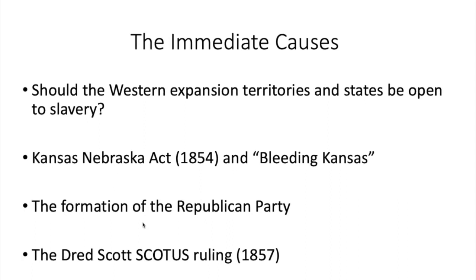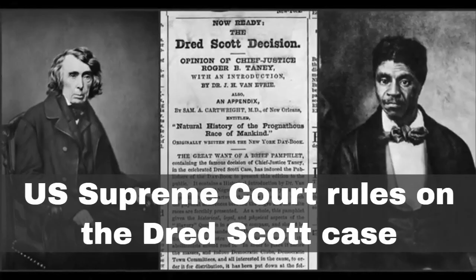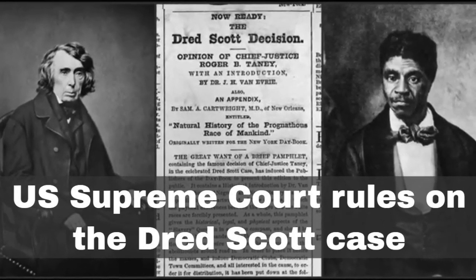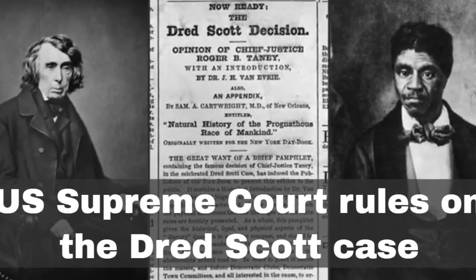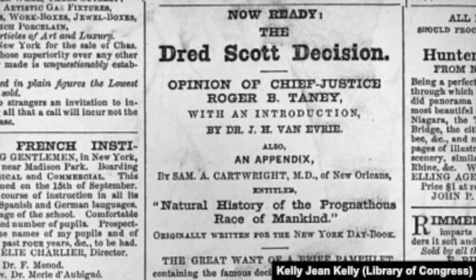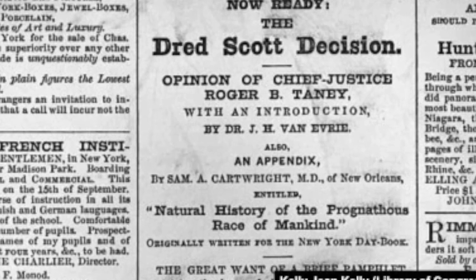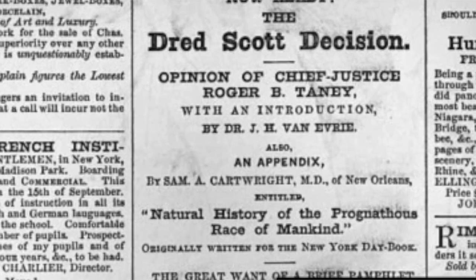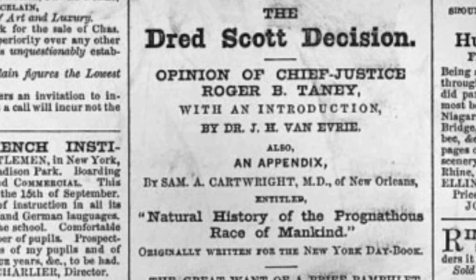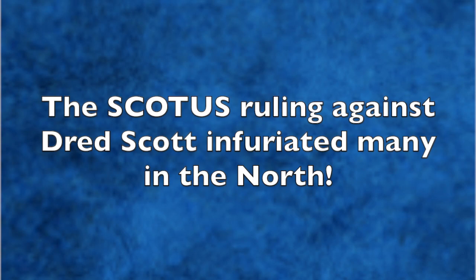The Dred Scott Supreme Court ruling of 1857 under Chief Justice Taney. The Supreme Court ruled that black people, whether slave or not slave, are not American citizens, and Congress has no right to restrict slavery in any of the territories, and that slavery could exist in any of the new territories as well. Much like the Fugitive Slave Law of 1850, the Supreme Court ruling in Dred Scott infuriated the North, and many consider the Dred Scott decision to be the worst Supreme Court decision in the history of the Supreme Court.